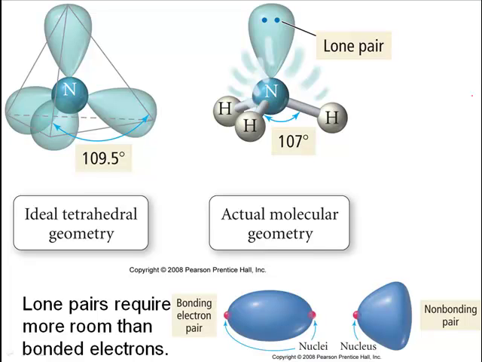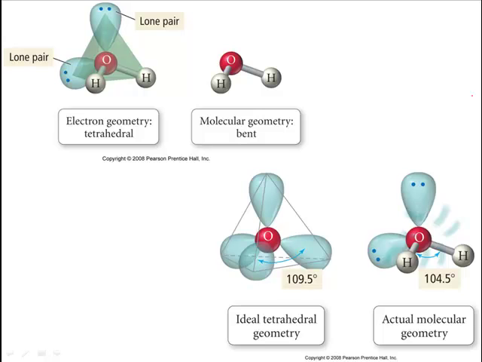Lone pairs repel more. Lone pairs require more room than bonded electrons. So what ends up happening is the shape looks similar to this. Bonded electrons will form a shape that has less repulsion. Here, the non-bonded pair actually extends out like a big fat paddle and sticks out, and so it ends up repelling the electrons of other bonds or of other lone pairs. The non-bonded pair is also called a lone pair, just so you don't get confused with the language.